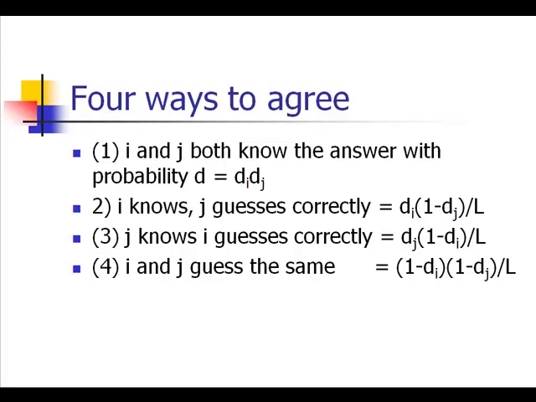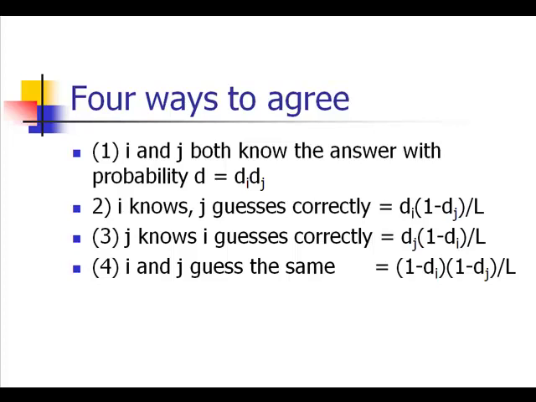So if you have a 90% probability, you get a 90 on the exam, a 90% probability of knowing the answer, and another person has a 90% probability of knowing the answer, they get the same answer with 0.9 times 0.9, 0.81, with an 81% chance of getting the same answer, right? If they both actually know the answer, that's probability 1. So then d sub I, d sub J is 1 times 1, which is 1.